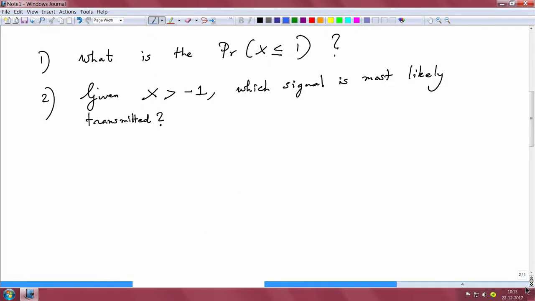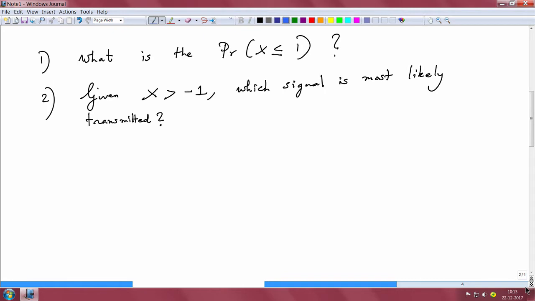What we want are the following. First, what is the probability that X is less than or equal to 1? So, I receive some X, what is the probability that X is less than or equal to 1? The second question is, given that X is greater than -1, which signal is most likely transmitted? Using your basics in probability, how would you go about solving this problem?